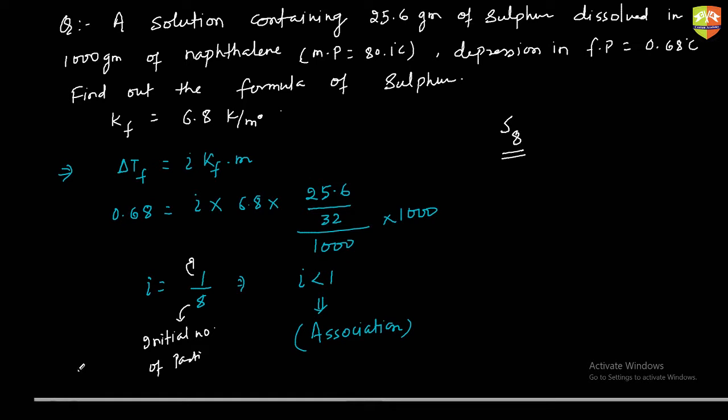One last question you write down. Among the following solutions, which shows the lowest osmotic pressure? I am writing down here a few compounds. You have to tell which one has the lowest osmotic pressure. So 0.10 molar NaCl, this is the first one. 0.05 molar CaCl2, second one.